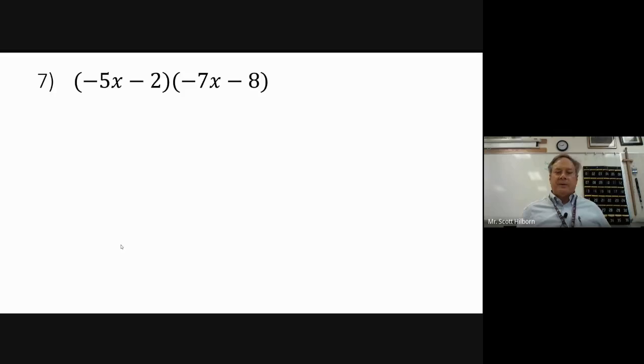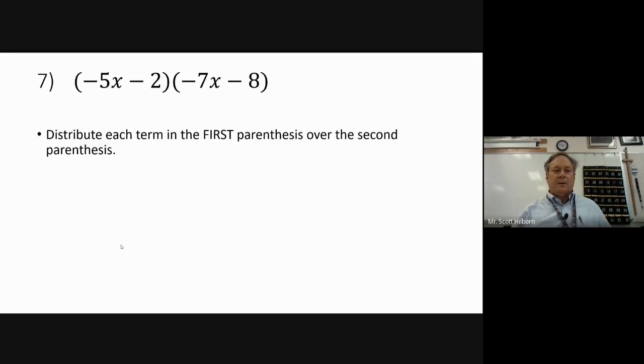So number 7 is going to work the same way, except we're dealing with negatives. But, you know, again, if you take your time, it's no big deal. Like before, I'm going to take each of these front terms and multiply them one at a time by the second parenthesis. So I'm going to go negative 5x times that second parenthesis, and then the minus 2, which will work out like a negative 2 times that.